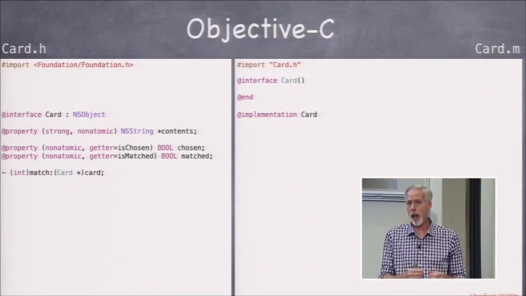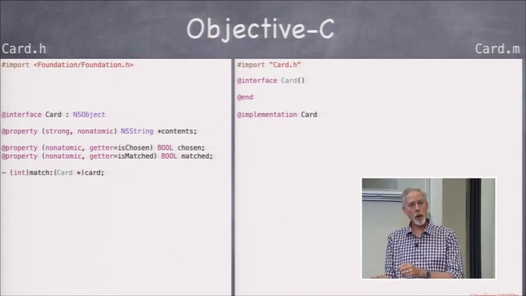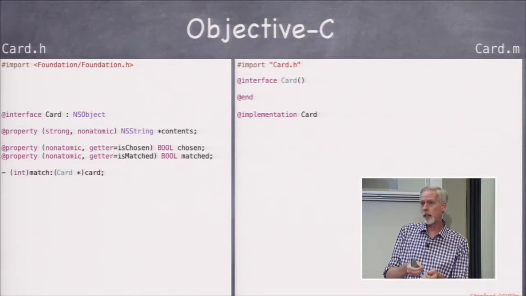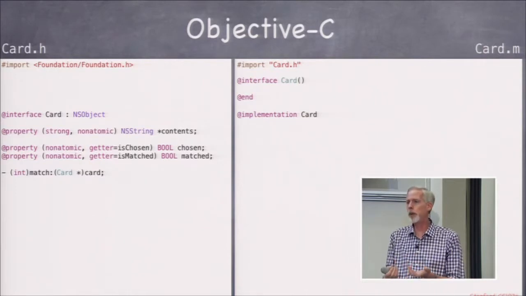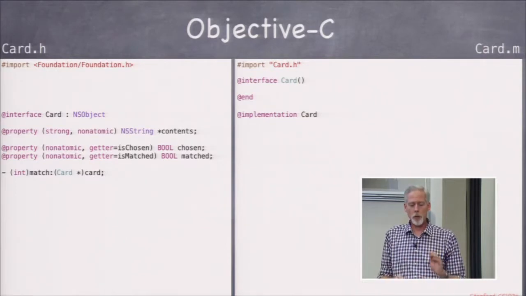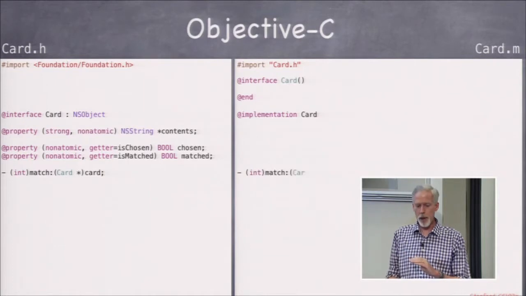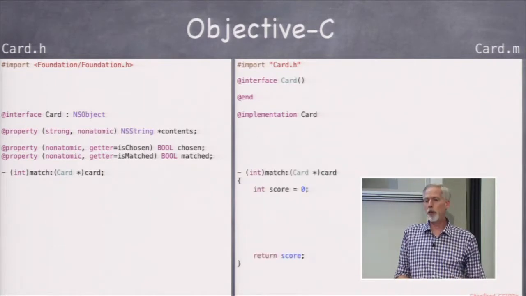And we're going to make a subclass of this class called playing card that's going to give more points for matching the rank than it is for matching the suit. But that's up to subclasses of card to determine what the point system is. So for our implementation of match, we're going to do a really simple implementation.